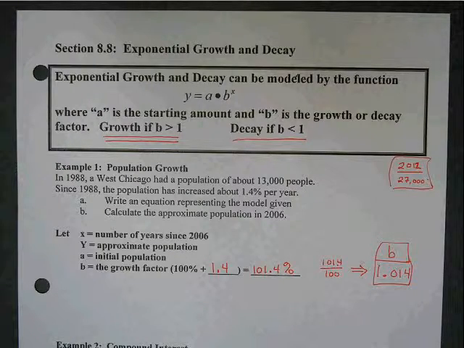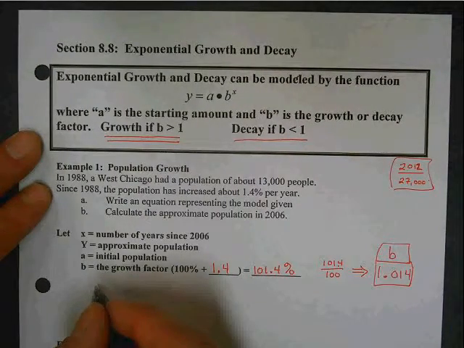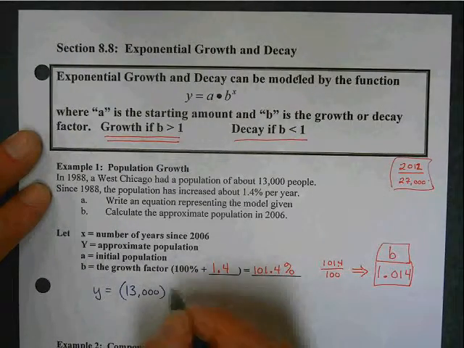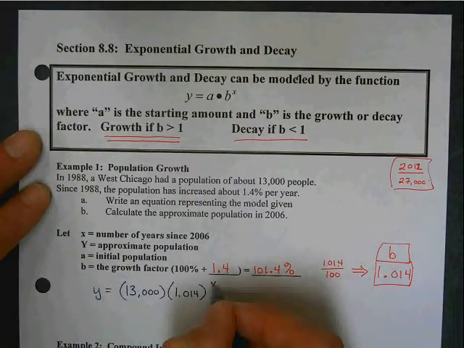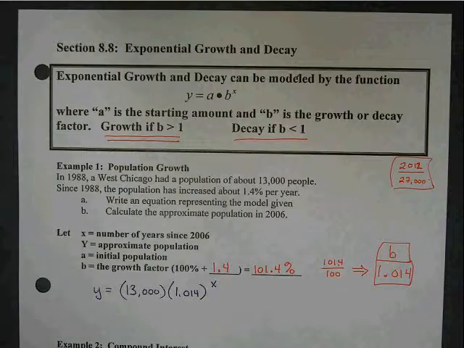All right, so let's write our equation. What's our starting population? What does it say from our information? How much? 13,000. So that's our A. So our function y equals 13,000 times 1.014 raised to the x. So there's our initial equation.